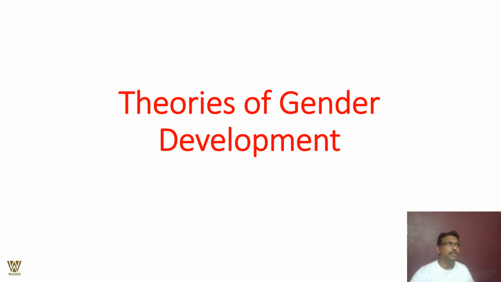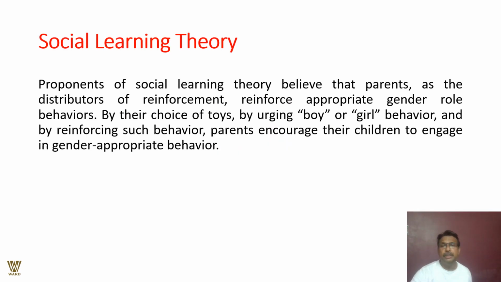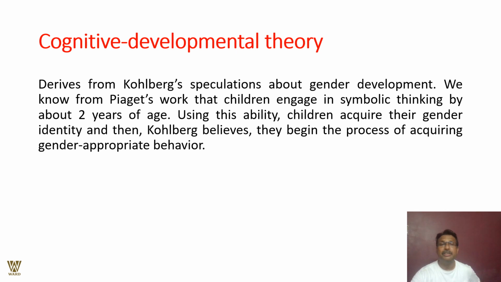What are the theories of gender development? Social learning theories, SLTs. Proponents of social learning theories believe that parents, as the distributors of reinforcement, reinforce appropriate gender roles by their choice of toys and by urging boy or girl behavior. By reinforcing such behaviors, parents encourage children to engage in gender appropriate behaviors. And that is what social learning theory is all about.